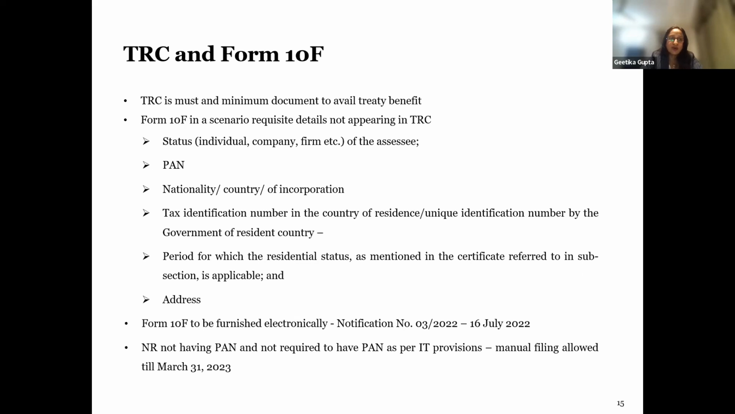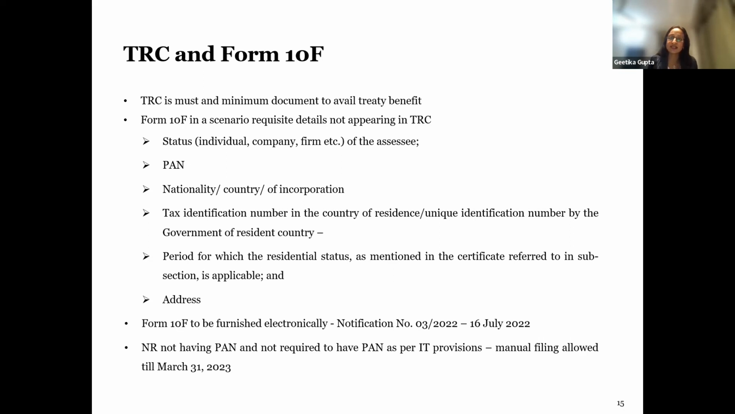Yeah. So see, now here comes a very practical application when we see withholding taxes for a non-resident company, the applicability of TRC. So TRC is a tax residency certificate. Friends, it's very important to note here that this is a must and a minimum document to avail the treaty benefit. So it's not that if you have a TRC, you will be eligible for all the treaty benefits. There are a lot of other parameters to satisfy in today's time with the BEPS coming in, like the PPT test, etc. But TRC is a very important document.